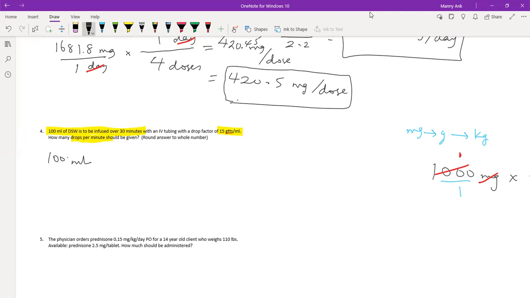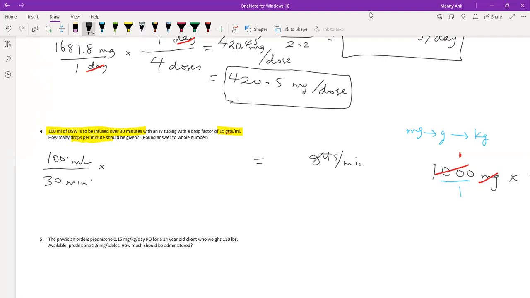You're given this over 30 minutes. If you look at it, you want to end up with drops per minute. So your answer, you want to end up with GTTs per minute. So it means that I need to have minutes in the denominator, right? So I can say 100 ml over 30 minutes. I can put the 30 minutes here, because it's in the denominator, right?